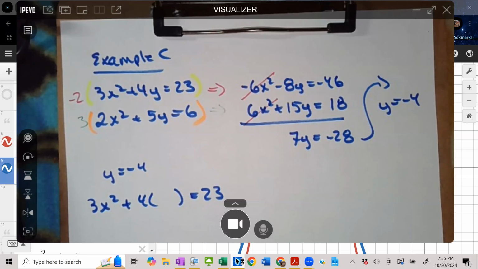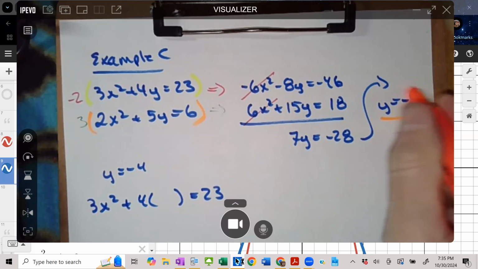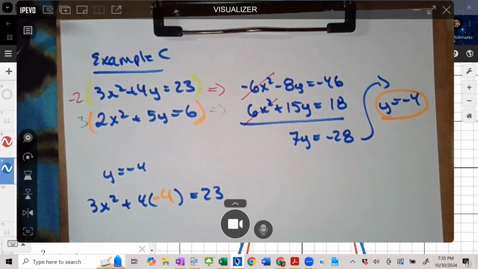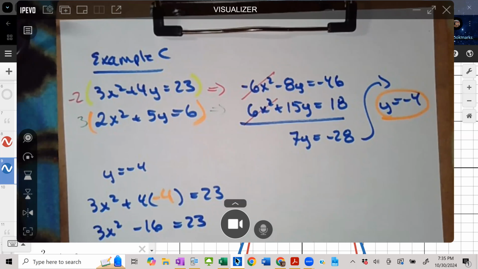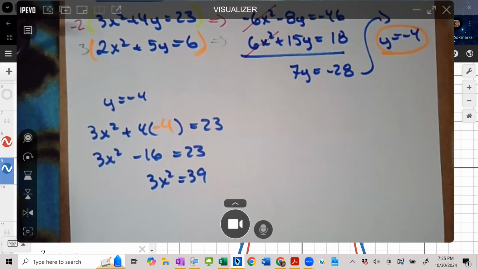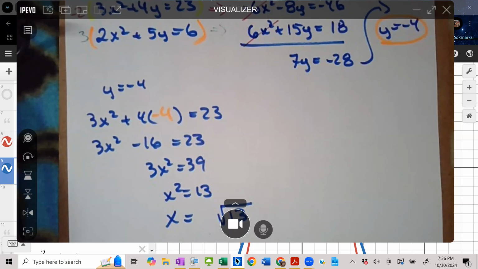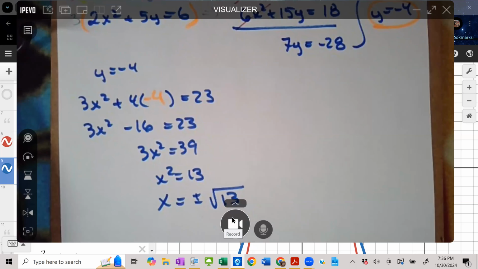So let's put that negative 4 in here. So that's 3x squared minus 16 equals 23, or 3x squared equals 39. If I divide both sides by 3, I get x squared equals 13. So x is going to be square root of 13. But did you remember the plus or minus? I hope so. Remember that plus or minus.